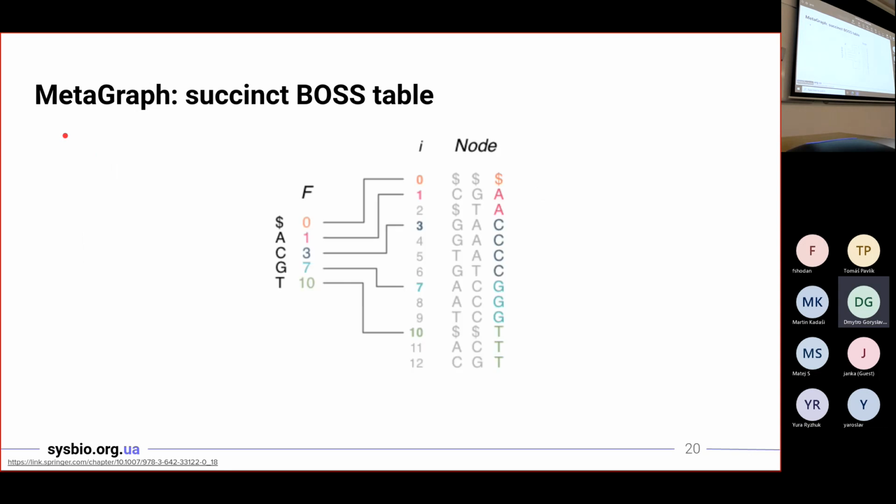The next moment is that there is actually no need to store these node labels completely. There is only a need to store their last columns. And to be more precise, there is also no need to store these last columns, because they are sorted already in alphabetical order. So there is only a need to store the start positions of these symbols. This is done by using this array F.